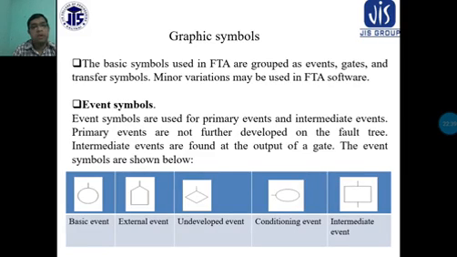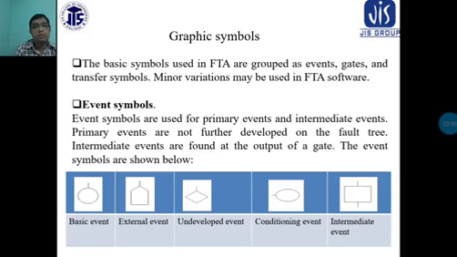The fault tree graphic symbols are considered. The event symbols are first described here. The event symbols are used for the primary event and the intermediate event. That means what the primary event is and what the intermediate events are will be considered. The primary events are not further developed on the fault tree.